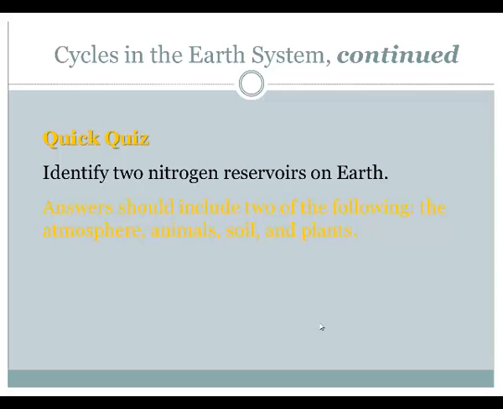Answers will include 2 of the following: the atmosphere, animals, soil, and plants. Any of those places we may find nitrogen within those things.